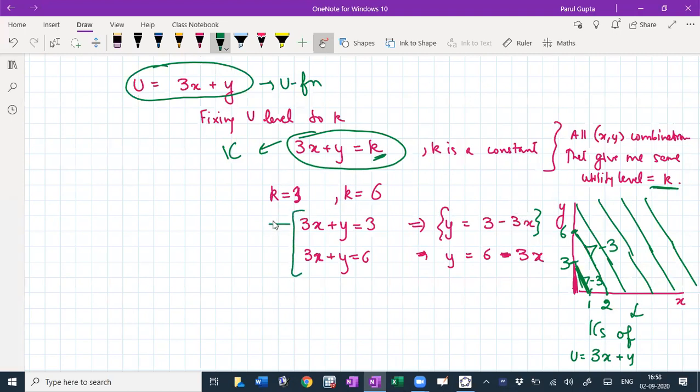These two specifically are utility at level 3 and utility at level 6. Along this line, all points will give me a utility of 3. All points on this other line will give me a utility of 6 according to this utility function. If I change the utility function, then some other points will give me a utility of 3, which we'll see in a moment. Because of this functional form, once you rewrite it with just 2 variables, you get a straight line.